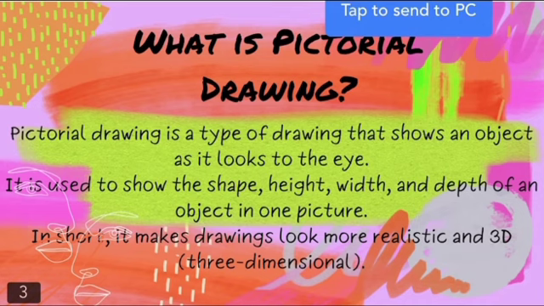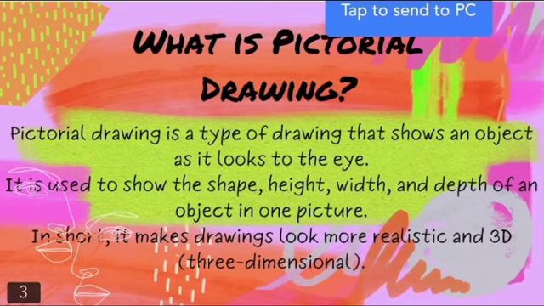So, pictorial drawing is a type of technical drawing that shows an object the way it appears to the eyes. It is a combination of height, width, and depth of an object in a single picture. This makes the drawing look more realistic and three-dimensional. It helps people easily imagine the actual shape of the object.